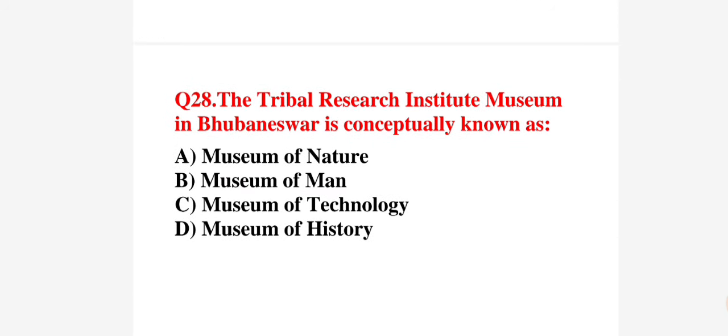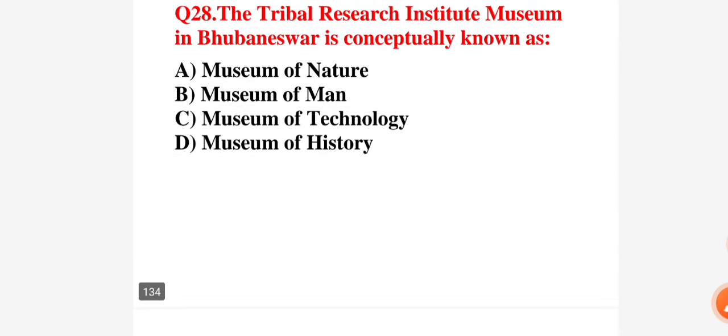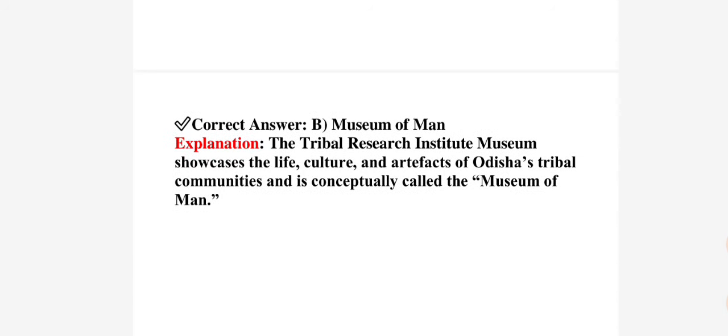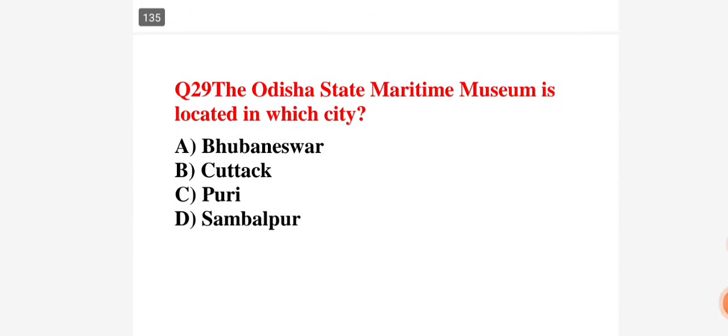The Tribal Research Institute Museum in Bhubaneswar is conceptually known as. What is the name of the Tribal Research Museum which is situated in Bhubaneswar? Museum of Nature, Museum of Man, Museum of Technology, and Museum of History. Here the right answer is Museum of Man. The Tribal Research Institute Museum showcases the life, culture, and artifacts of Odisha's tribal communities and is conceptually called the Museum of Man.